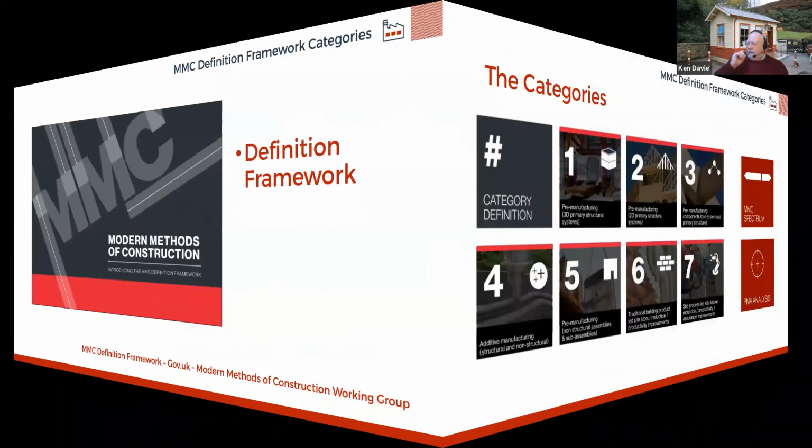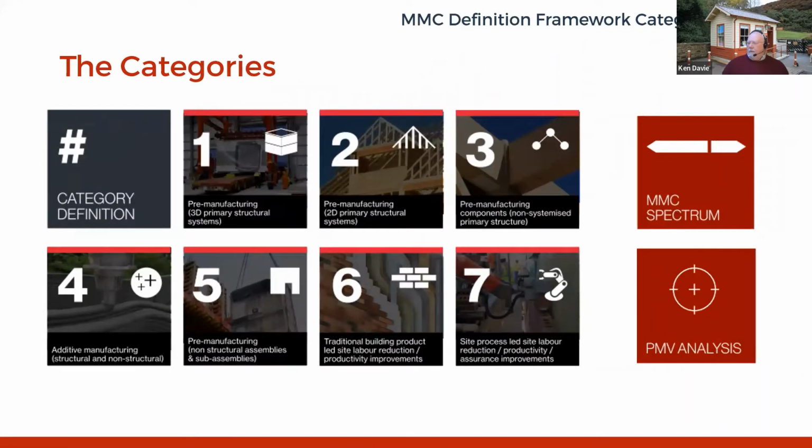So the definition framework was set up. We've got 7 categories, which I'll describe in a bit more detail. The other thing in the framework is something called PMV, and PMV is pre-manufactured value. So if you're working on any scheme whatsoever, any infrastructure project or building project, you can calculate pre-manufactured value.